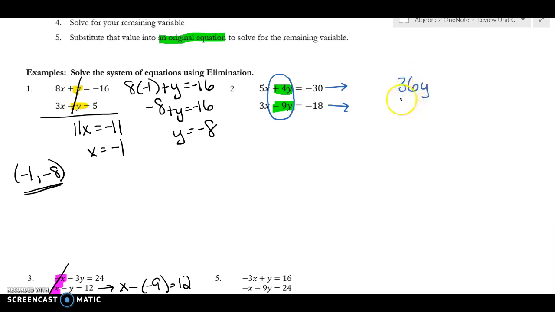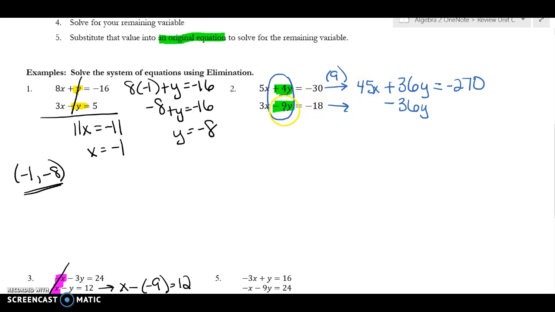So 36y and negative 36y. I'm going to keep those different signs. So what did I multiply 4 by to get 36? That's right, I multiplied by 9. So I have to multiply this whole top row by 9. And the issue is people will forget to multiply one thing by 9 and it won't work. You have to multiply that whole top row by 9.